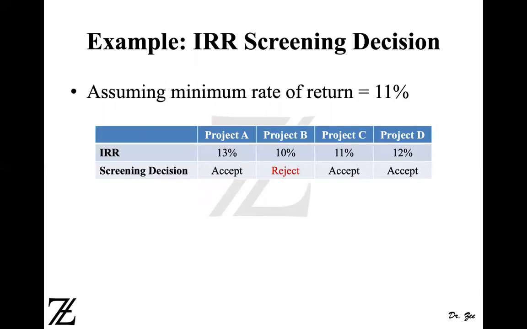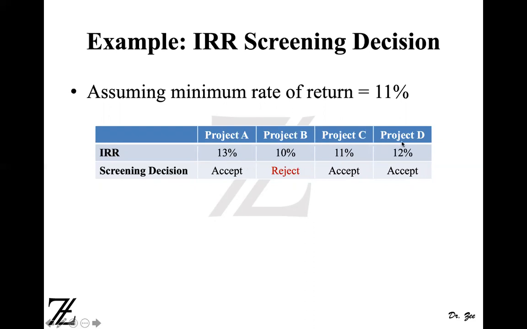So here is the example of screening decision. So assuming minimum rate of return is 11%, same thing, right? We had in the previous problem. Now project A, B, C, and D. Project A gives you 13% IRR, project B gives you 10%, project C gives you 11%, project D 12%. Now because B is below 11%, you're going to reject this project. C is same as 11%, you can accept that project because it is right there, right? If IRR is greater than or equal to the minimum rate, you should accept that project. So based on that criteria, you can accept those.